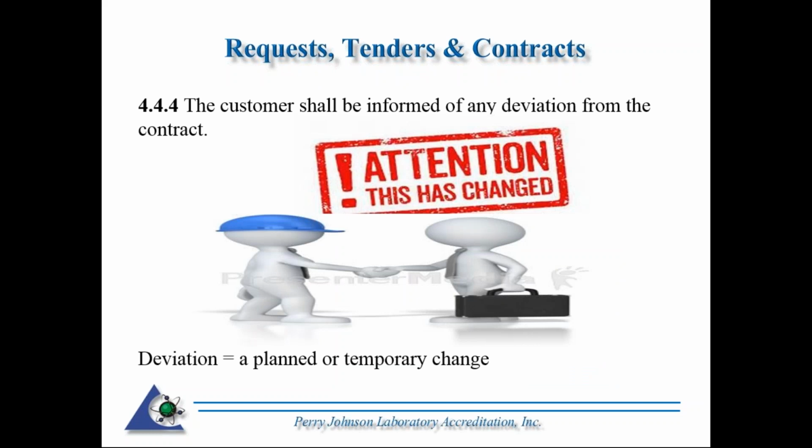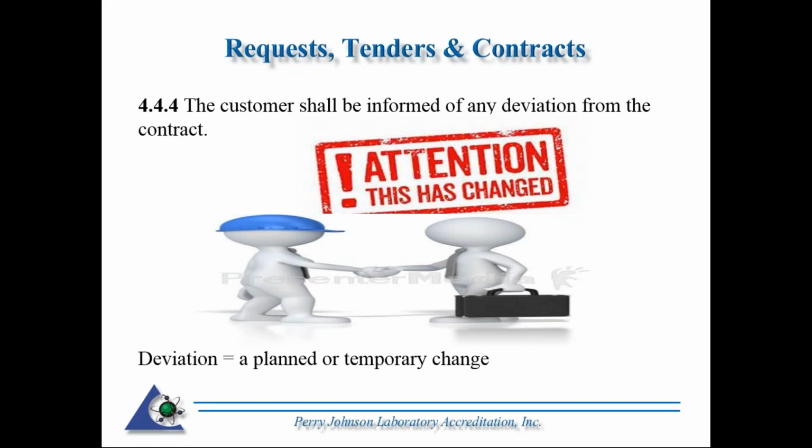Okay, 4.4.4, the customer shall be informed of any deviations from the contract. Pretty self-explanatory there. So if you have an agreement with a customer, a contract, using a purchase order, if anything changes, and as you see at the bottom of the screen here, a deviation, which I define as a planned or temporary change, shall be communicated to the customer.